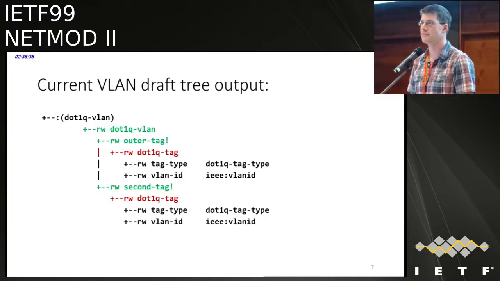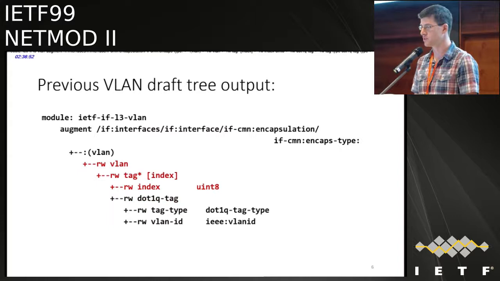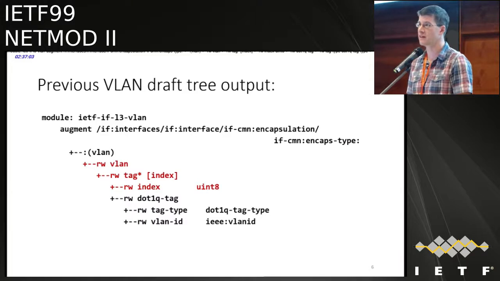Sure, Glenn Parsons. So it's called outer tag and second tag? Yes. Is this what it was when we had discussed it within IEEE 802.1, or have you renamed it since? I've renamed it. Before, it was a list of tags with an index, where the first tag would have to have index 0, the second tag index 1.